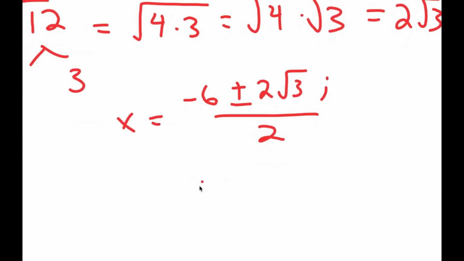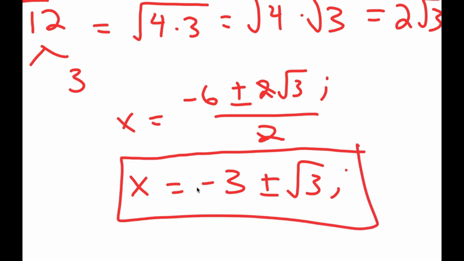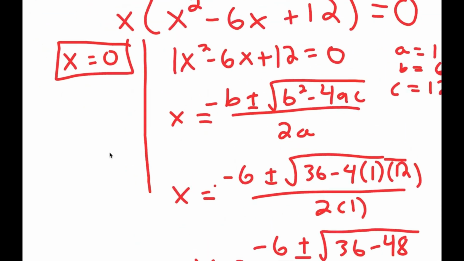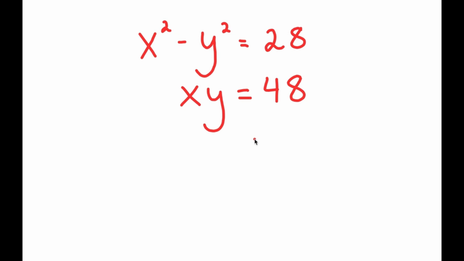So I get x = (6 plus or minus 2 root 3 i) over 2. Now if I divide my terms here by 2, I get x = 3 plus or minus the square root of 3 i. So my three solutions are x = 3 + √3 i, x = 3 - √3 i, and x = 0.